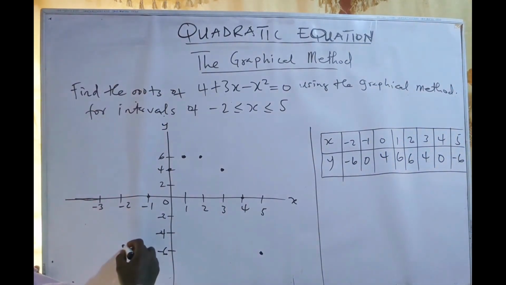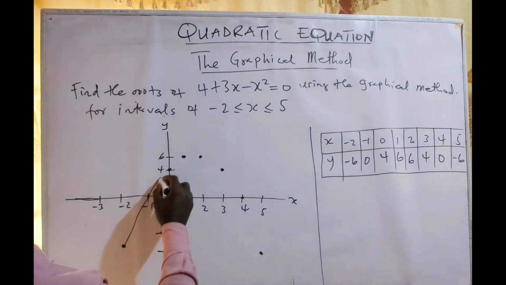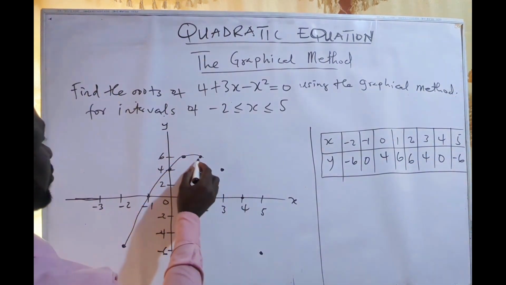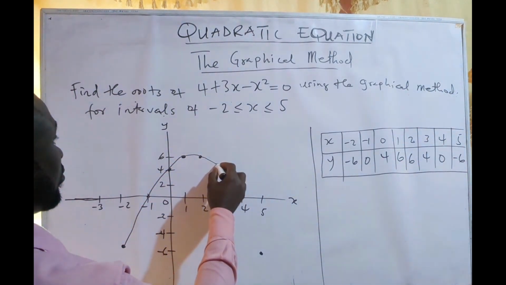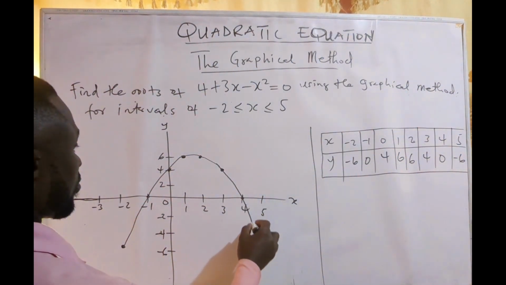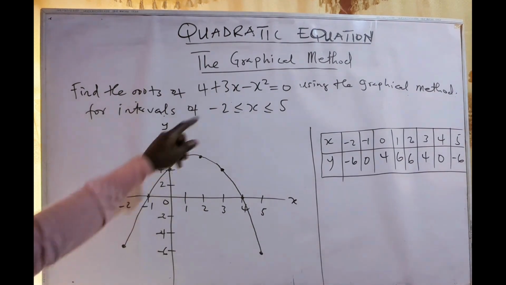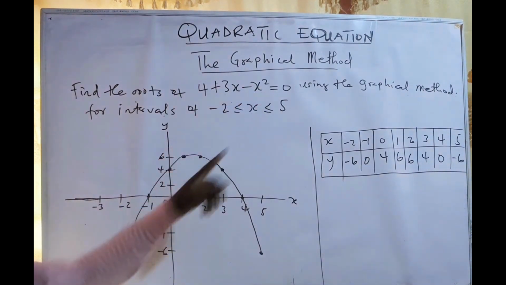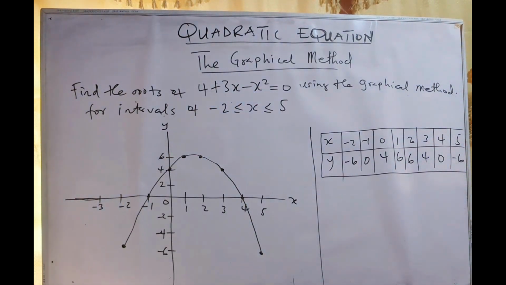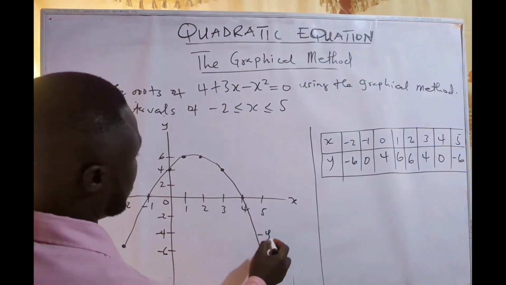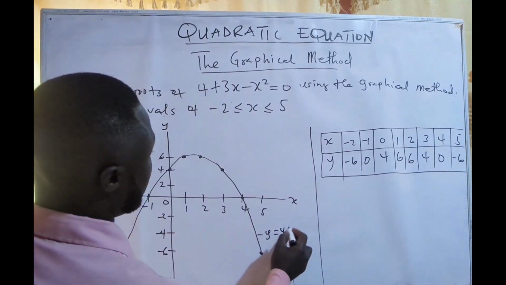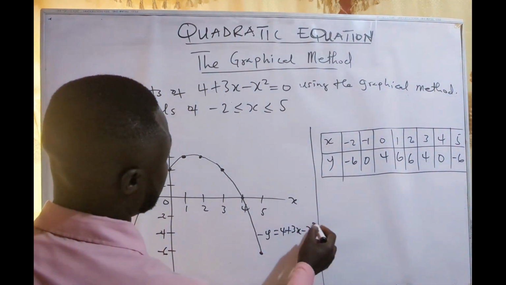Okay, so when you join the curve to go like this, wow. So you see what we have here. When the coefficient of the x squared is negative, we are going to have our curve in this way, a maximum curve. All right. So now let's look at the root. Okay, so this our curve is y is equal to 4 plus 3x minus x squared.